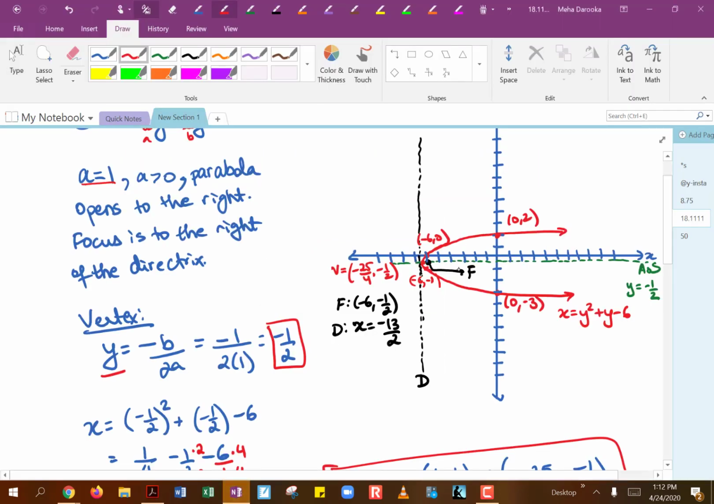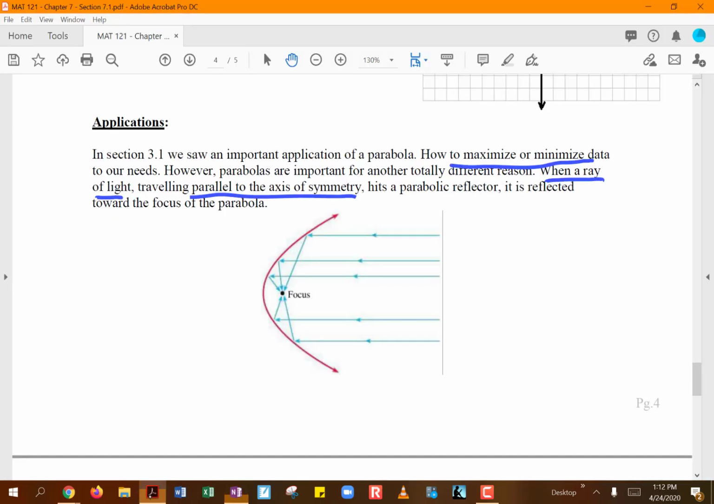They are saying when a ray of light is traveling parallel to the axis of symmetry. So just here you can see in green we have our axis of symmetry. So what happens if you have rays of light traveling parallel to the axis of symmetry? Of course your axis of symmetry would be this line over here. So if you have a ray of light traveling parallel to the axis of symmetry and it hits this parabolic reflector, what's going to happen is you will notice that these rays of light are coming down this direction. They're hitting our parabolic surface and you will see they get reflected towards the focus. Look at any of these lines.